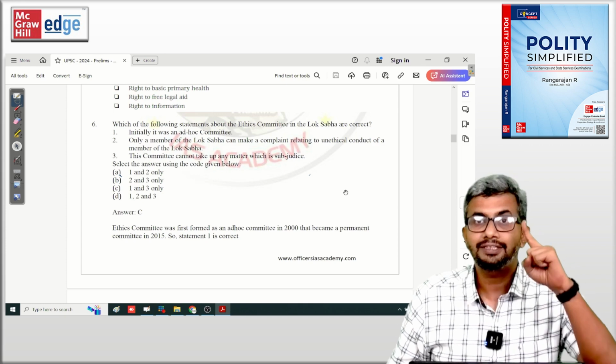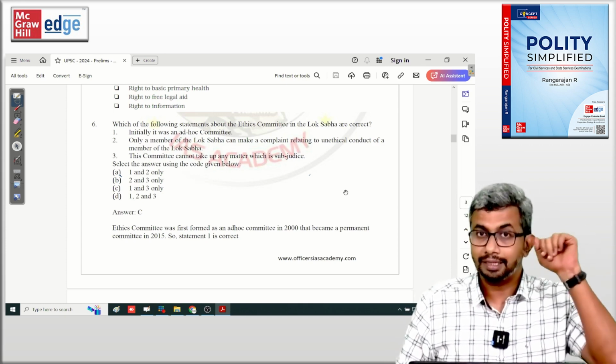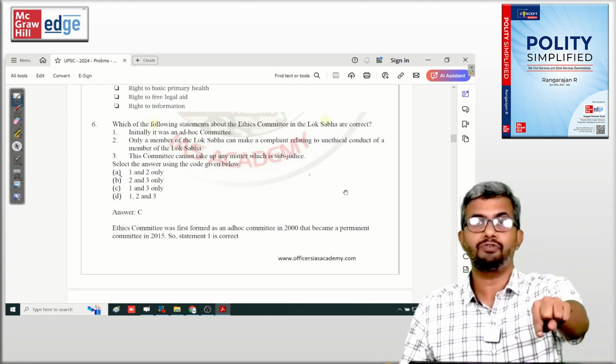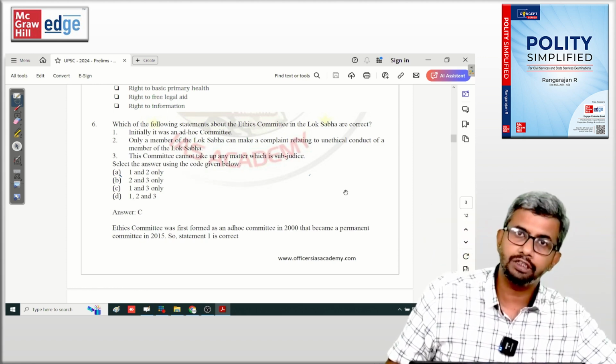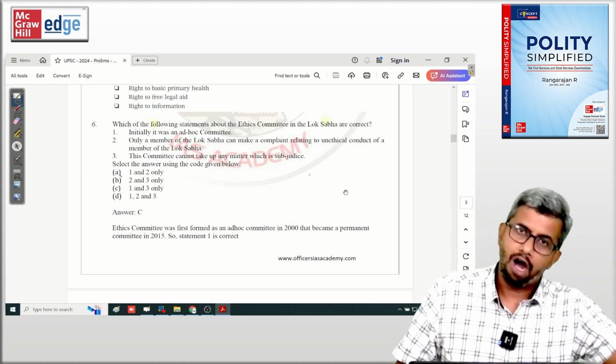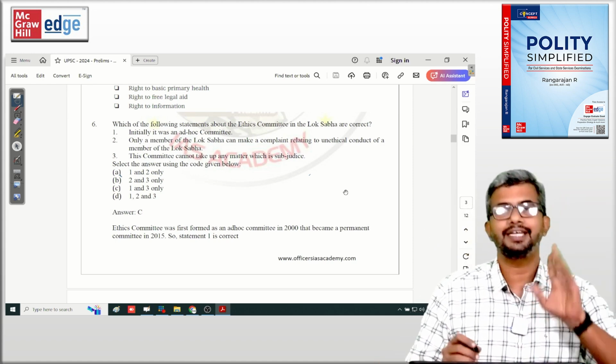Second statement is incorrect. Because anybody can complain, but the complaint has to be only through a member of Lok Sabha. So somebody outsider, in fact in Mahua Moitra case, an outsider had lodged a complaint through a member of Lok Sabha. Or a member of Lok Sabha himself or herself can also complain. So the second statement is incorrect.